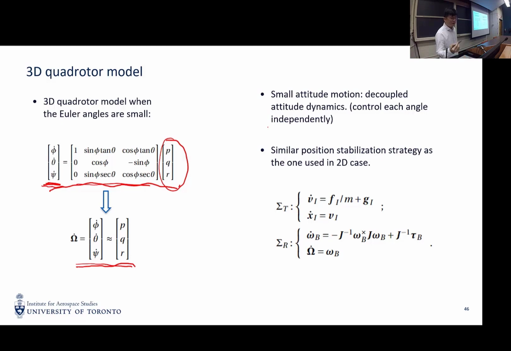Similar to the 2D case, by this simplification we can separately design the channels in the x and y directions. So basically, it reduces the 3D quadrotor to 2D quadrotors. We just repeat what we've done in the 2D quadrotor twice.